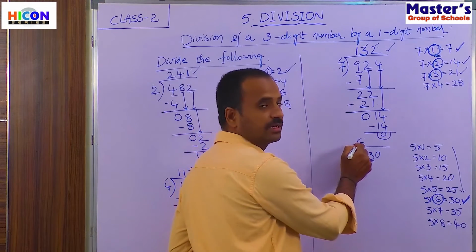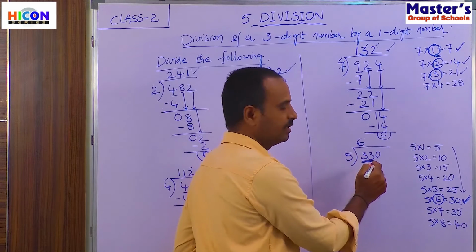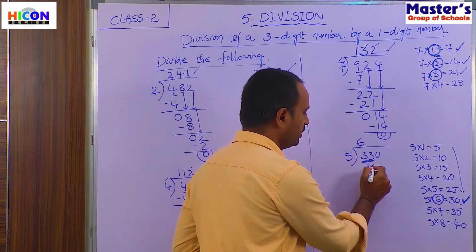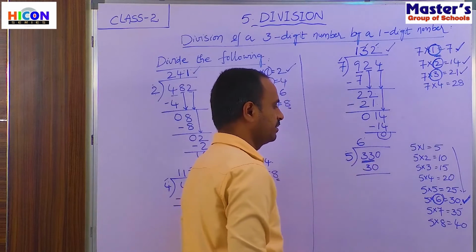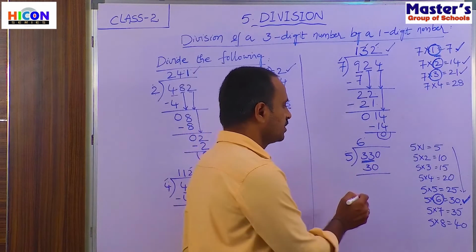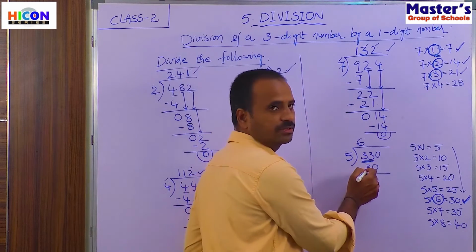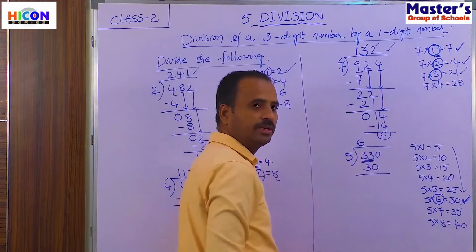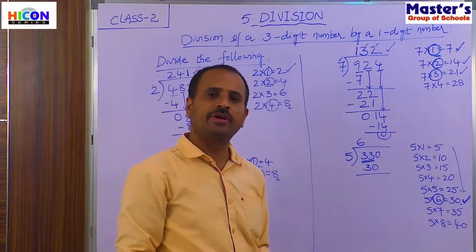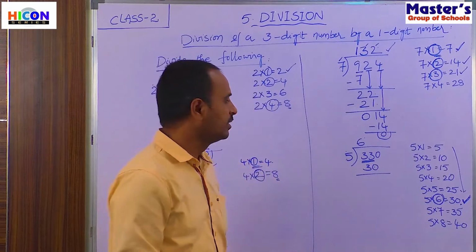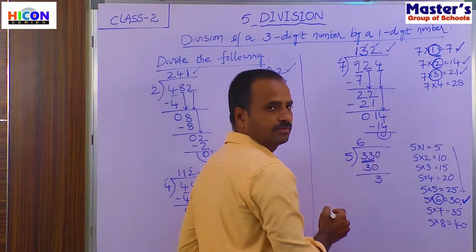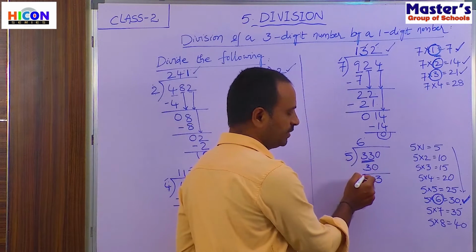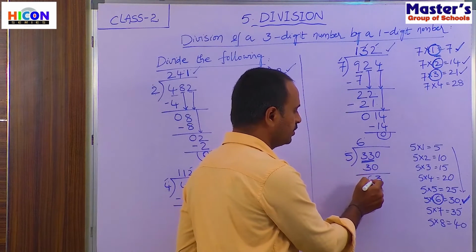That is 5 6s are 30. So write 30 below the dividend and subtract. First subtract 0 from 3. If you subtract 0 from any number, you will get the same number. So if you subtract 0 from 3, again you will get 3. And if you subtract 3 from 3, that is 3 minus 3, 0.